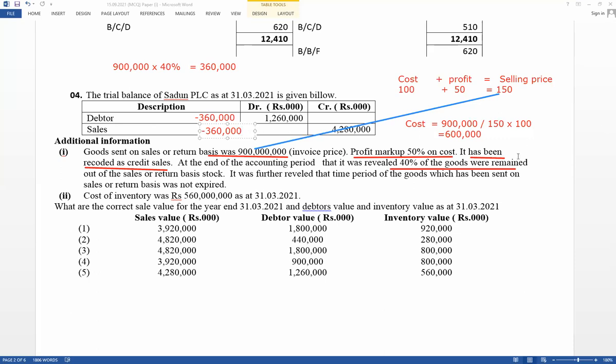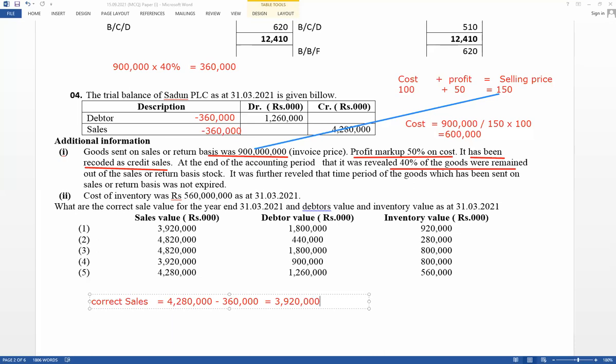Think, the cost value affects inventory. Therefore, the correct sales value and the correct debtor value can be calculated. The correct sales value: sales available in the trial balance is 4,280,000. From that value deduct 360,000. Total value was already recognized as sales, but 40% was not sales. Therefore, 40% should be removed. Therefore, the correct sales value equals 3,920,000. This is the correct sales value.